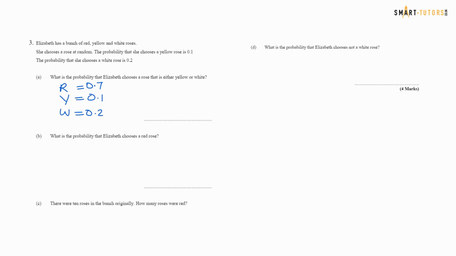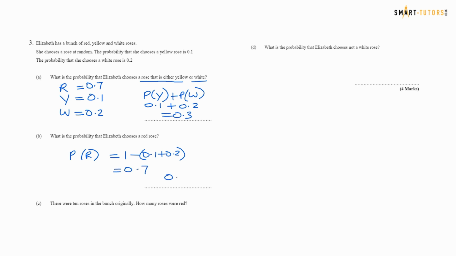What is the probability that Elizabeth chooses a rose that is either yellow or white? So probability of yellow or probability of white: 0.1 plus 0.2 equals 0.3. What is the probability that Elizabeth chooses a red rose? So probability of a red rose is 1 minus (0.1 plus 0.2), which is 1 minus 0.3. So the answer is 0.7.